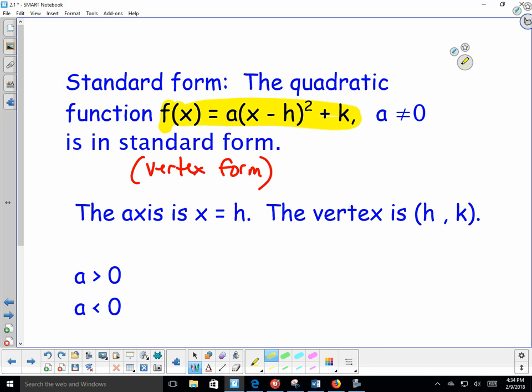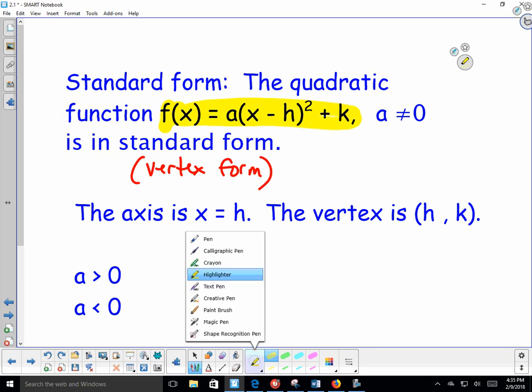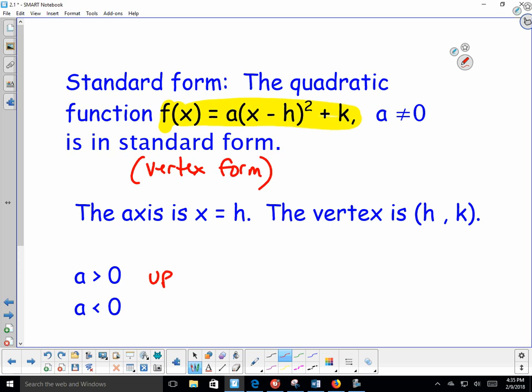All right? The axis of symmetry is going to be x equals h, and the vertex is going to be (h, k). If a is greater than 0, the graph still opens up. If a is less than 0, the graph still opens down. That a value is the same in both this form and the general form that we talked about.